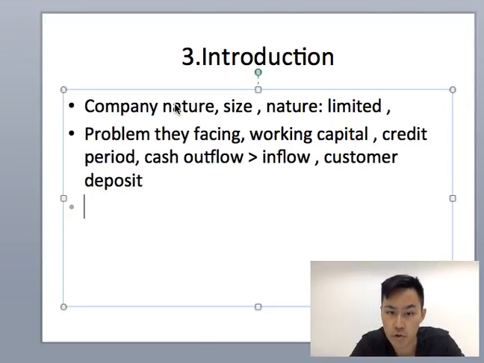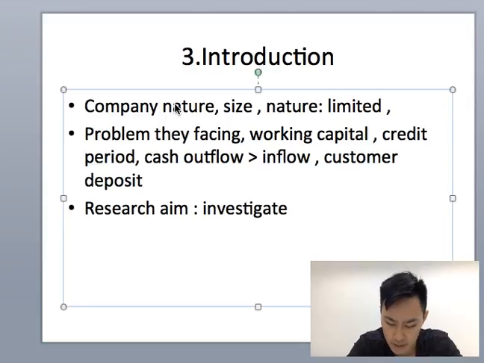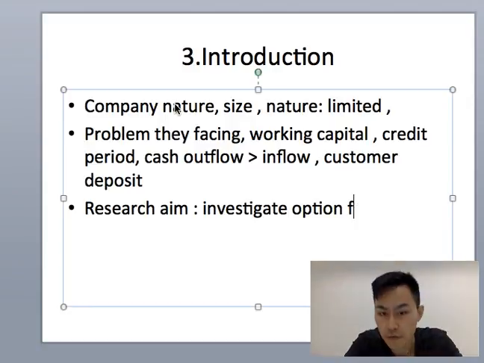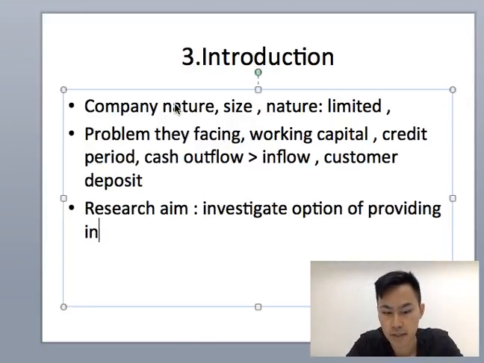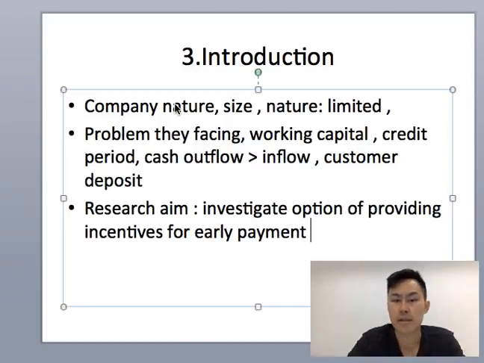So that might affect the future inflow as well. Yeah. So you can mention all the problems they're facing, and then you have to mention again your research purpose, right? And the research aim, like to investigate, maybe, for my case, the option of providing incentives for early payment. Yeah. So that is the introduction.